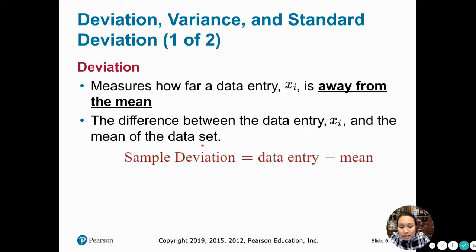So what that looks like in a formula is to find the sample deviation, you take the data entry and subtract the mean from it. Symbolically, it looks like xi minus x bar, right? And keep in mind, we are going to do this for every single data entry because that's what we're going to use to find the variance and standard deviation.